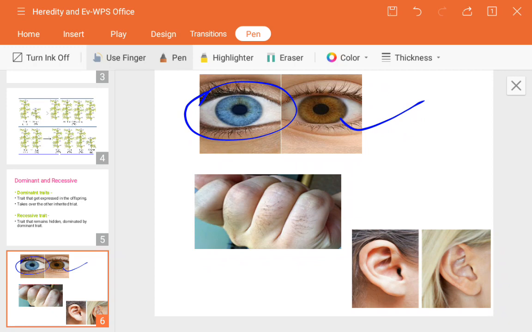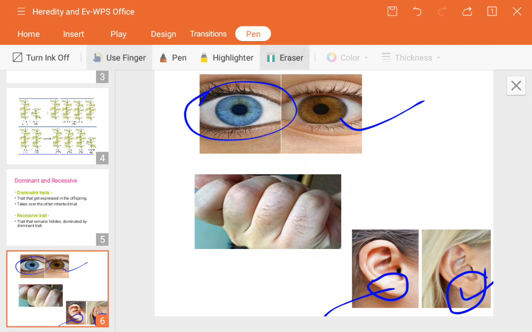Now most of you have observed that most people have ears with a free ear lobe or an attached ear lobe, guys. Lobe means this portion you can see here. This one is the attached one, sorry, this is the free ear and this is the attached one.